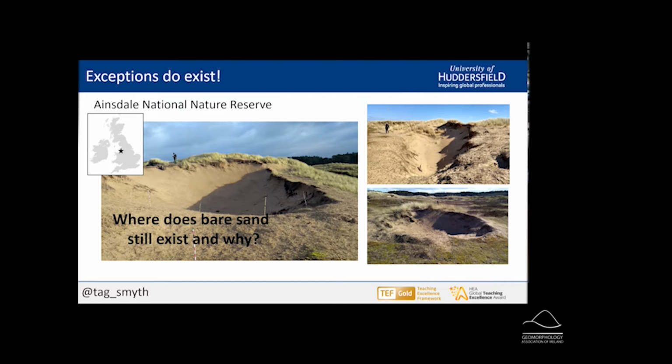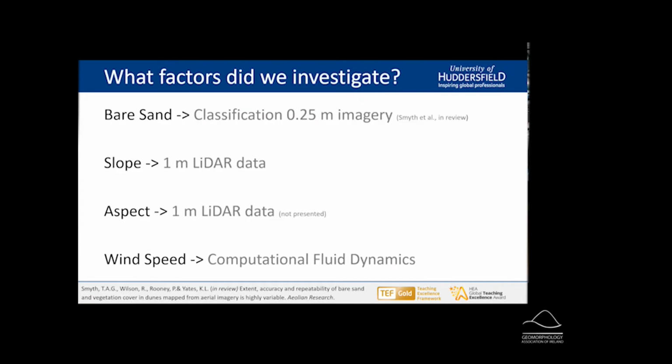But within this landscape that's predominantly vegetated, we have these blowouts that exist. And my question was, why do we have these blowouts naturally existing? Are there any environmental drivers at a landscape scale that we can isolate and understand that maybe are encouraging this bare sand to continue in an otherwise vegetated landscape in a global picture? So where does bare sand still exist, and why does it exist there? So what factors did we investigate?